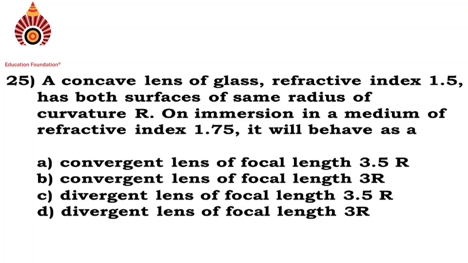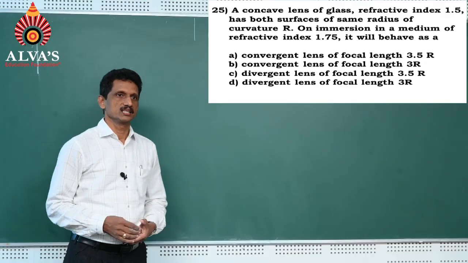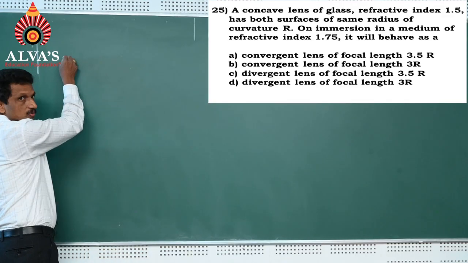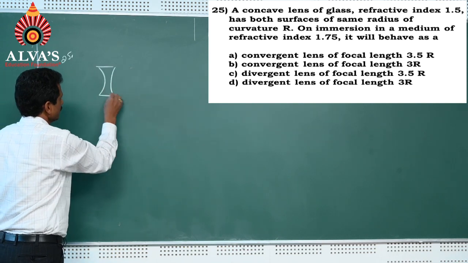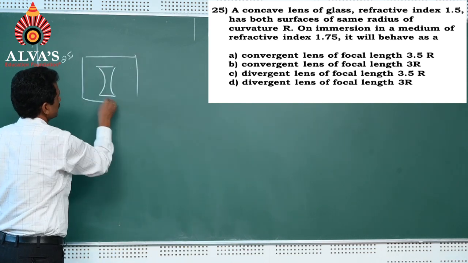Okay, let us move on to question number 25. A concave lens of glass refractive index 1.5 has both surfaces of the same radius of curvature r. On immersion in a medium of refractive index 1.75, it will behave as. See, concave lens, question number 25. A concave lens immersed in a higher refractive index medium.